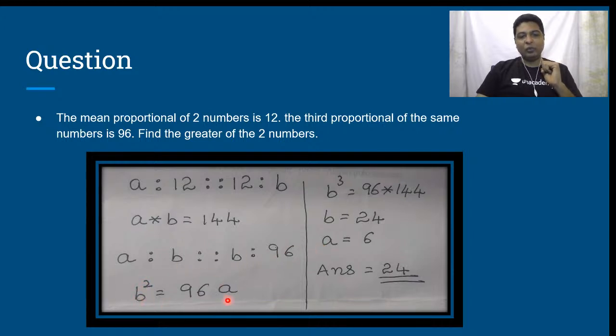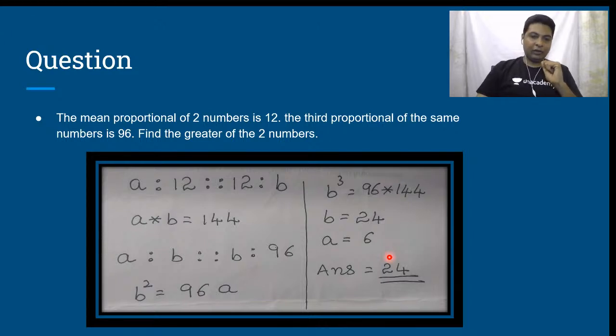Now consider this, B squared is equal to 96A. Multiply by B on both sides. We will get B cubed is equal to 96 times A into B. A into B is 144. So B cubed will be 96 times 144. That means B is equal to the cube root of 96 times 144. B is equal to 24. If B is equal to 24, then A is equal to 6. So the two numbers are 6 and 24. The greater of the two numbers is 24. Is that clear? Understanding that?